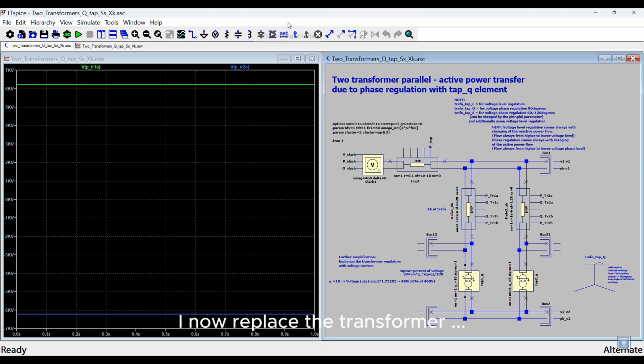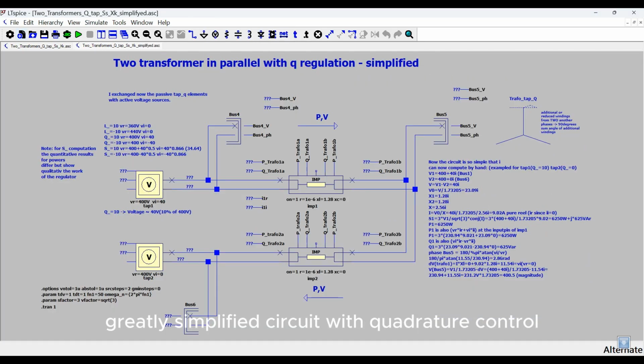I now replace the transformer controls with fixed voltage sources and combine the 400 volt voltage source with the voltage sources for the transformer controls. The series resistance after the voltage source is removed. Now I open the final, greatly simplified circuit with quadrature control, called 2 transformers QTAP SXK simplified. We will also use this later to simulate the longitudinal control. The diagonal control is a mixture of both and will only be discussed briefly as it does not provide us with any new insights.